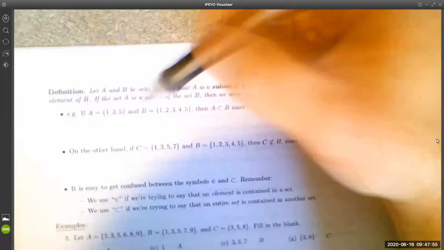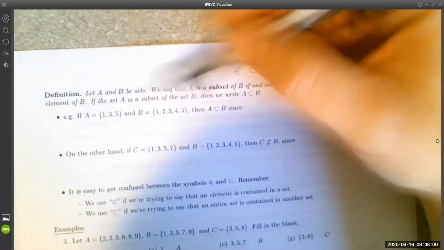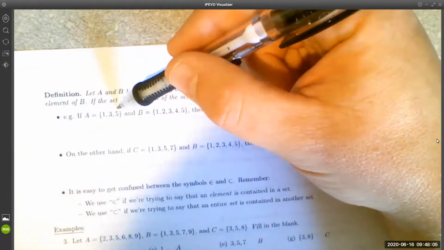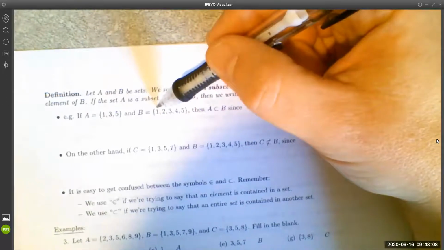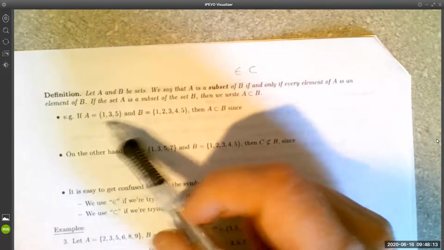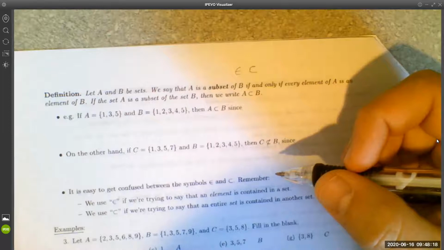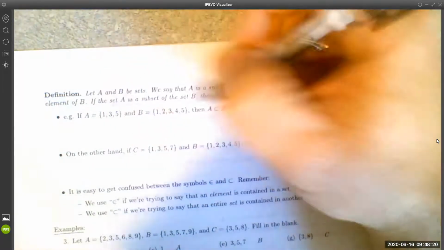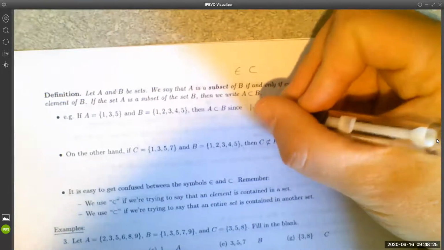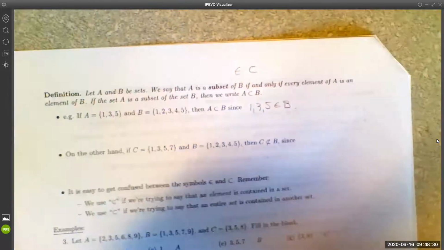So looking at this example, A is the set {1, 3, 5}. B is the set {1, 2, 3, 4, 5}. A is clearly a subset of B here, right? Because each of these elements, 1, 3, and 5, are elements of B as well. So B contains all of the information that A contains and then some. So that means that A is a subset of B, since 1, 3, and 5 are all elements of B, right?